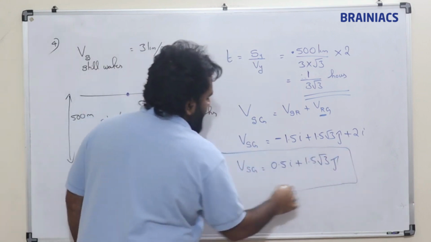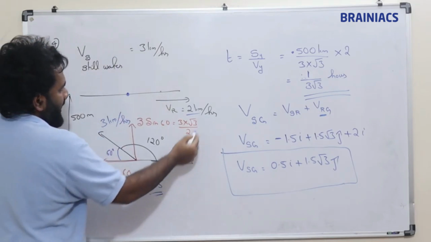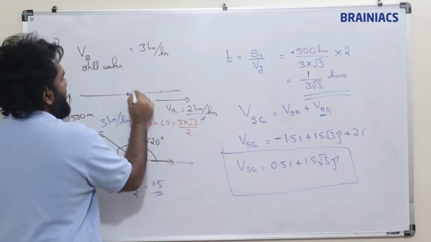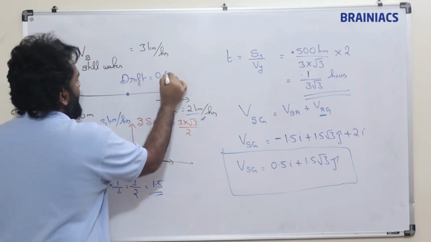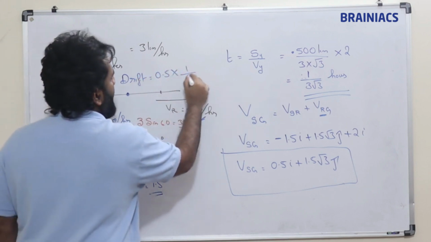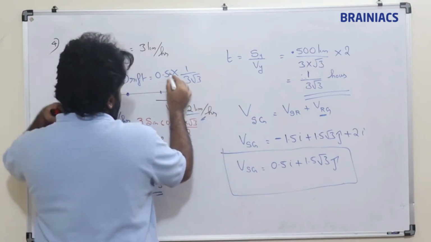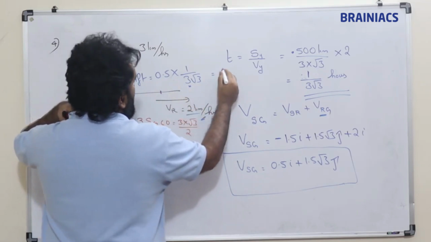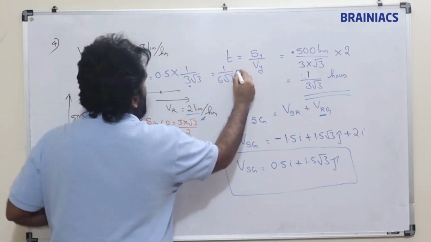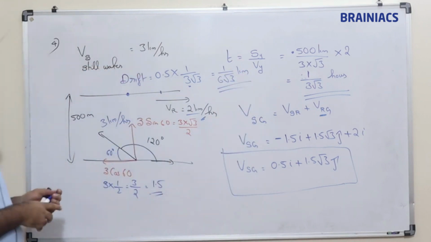This is for your understanding I have written. In order to find the drift, what we can do? This is 1.5, this is 2. Obviously this drift is going to be 0.5 into 1 by 3 root 3, so this is going to be 6. So 1 by 6 root 3 kilometers will be the answer. That much drift will be there. Clear?